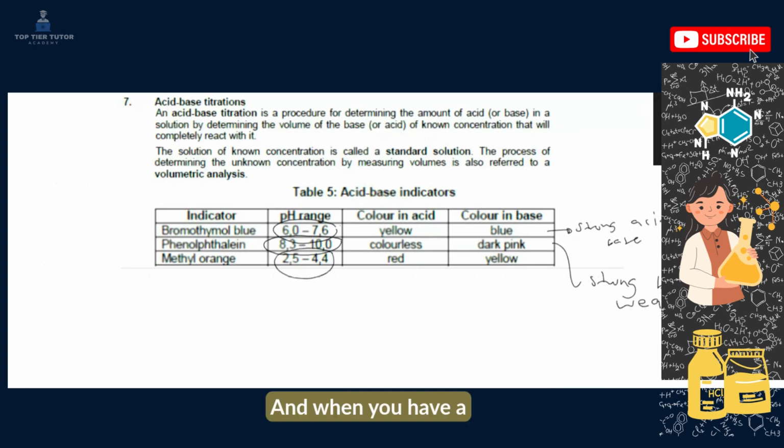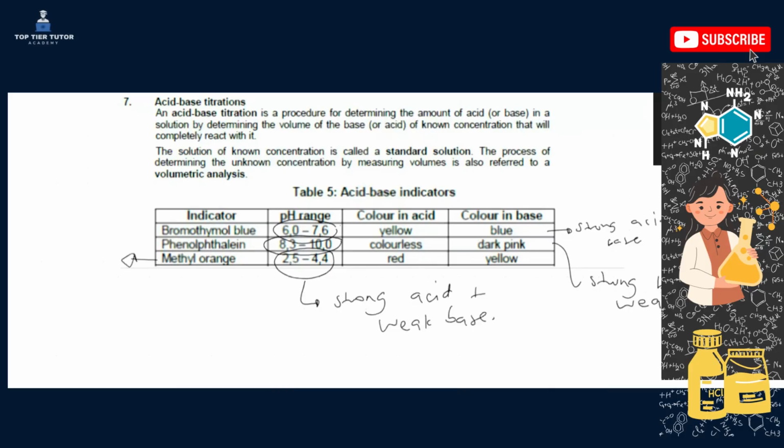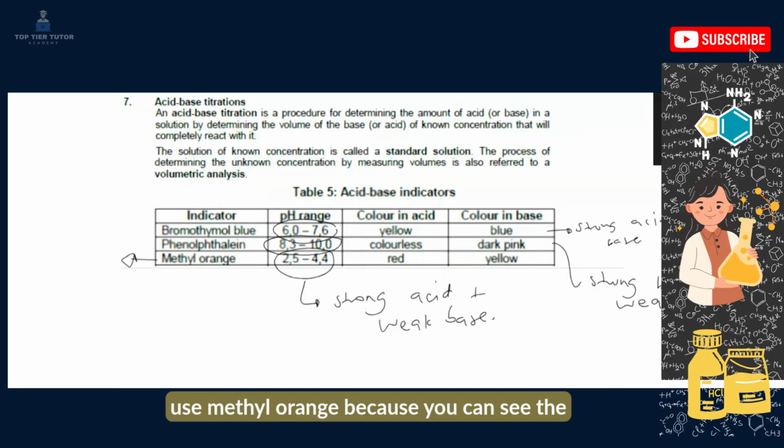And when you have a strong acid and a weak base, you are then going to use methyl orange because you can see the range that it works in. We know that whenever we have a strong acid, our overall solution at the end is going to become more acidic. So you would want to use something that can show you the endpoint when the solution is done. You don't have to note the change in color unless you're doing it in practicals.